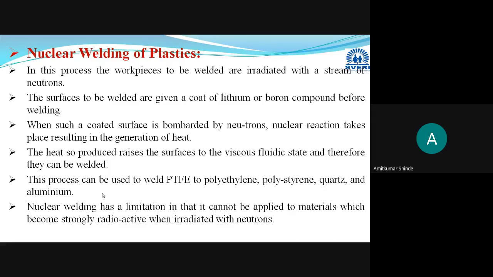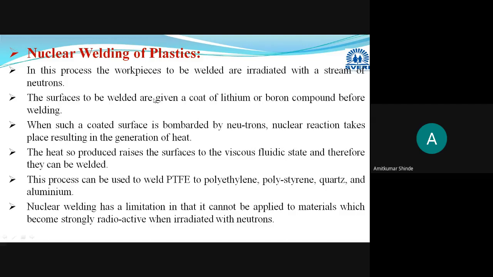Now we will move towards the last type of welding method which we use for plastic materials, the last type in our syllabus: nuclear welding of plastics. One by one, whenever we use a different welding process, just try to remember the heating source. Only the heating source is very important. The remaining basic principle will remain the same, and just the heating source will change here.